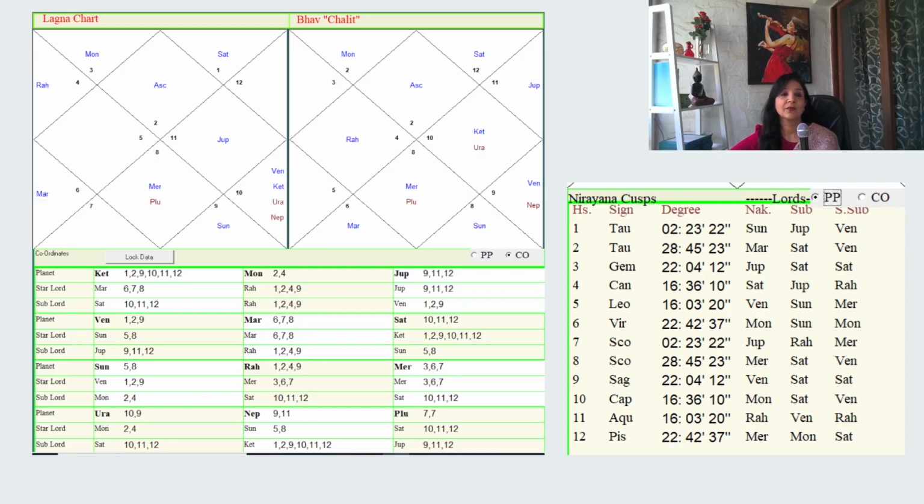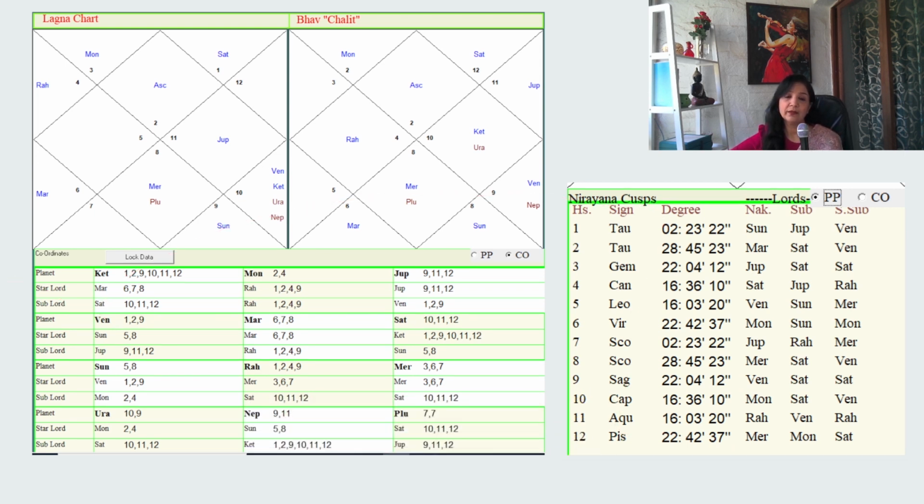So let's begin. The first step is to make a list of untenanted planets in the horoscope and make a script as per your query. Like our query is regarding foreign travel. So check the 12th house cusp script, like here. This script you have to check. Here we can see Pisces, Mercury, Moon. This is the sublord, this is the nakshatra, and this is the sign.